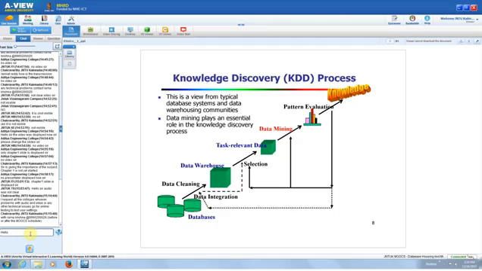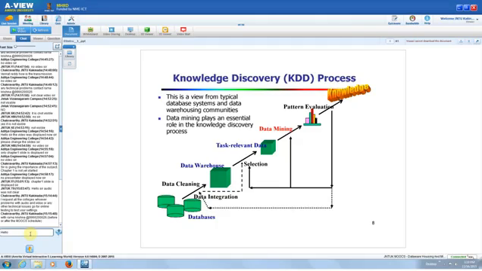See, I told you the origin for your data is the online transaction processing system. That is your day-to-day running database management system, used for automation of some business process. Do you agree? Now, this is a view of a typical database system and data warehouse communities. I'll explain what a warehouse is, what task relevant data is, what data mining is, and in detail what this task evaluation is.